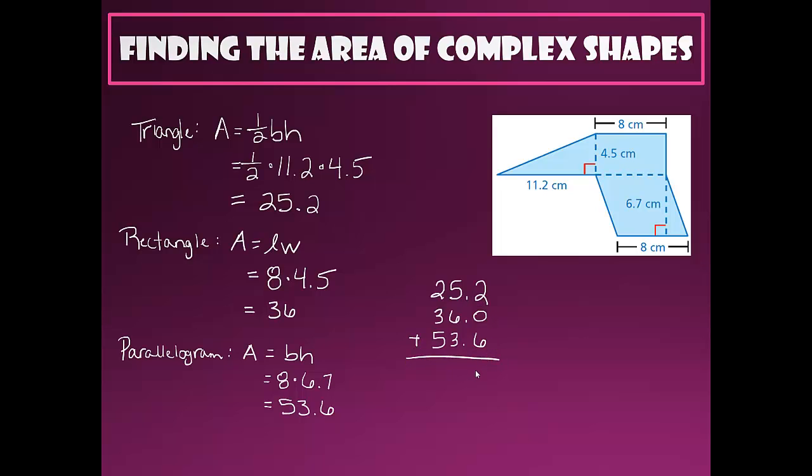And now 2 plus 6 is 8. 5 plus 6 is 11. Plus 3 is 14. 1 plus 2 is 3. Plus 3 is 6. Plus 5 is 11. And then we bring our decimal straight down. So we have 114 8/10. And then we have centimeters squared. So 114 8/10 square centimeters.